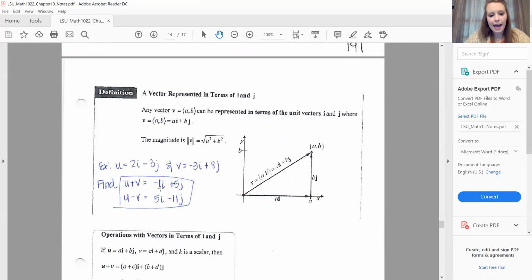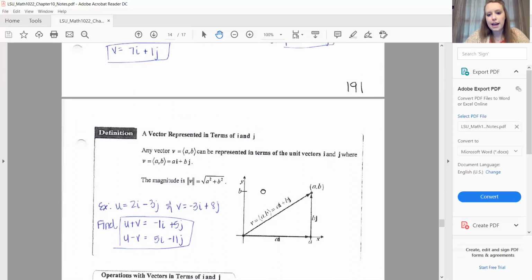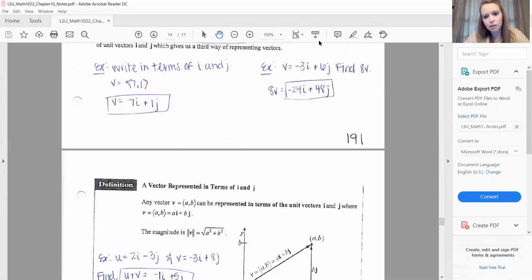So first we're going to add. So 2 plus -3 is -1. -3 plus 8 is 5. Then subtract: 2 minus a -3 becomes a plus, and 2 plus 3 is 5. -3 minus 8 is -11. So you just do the i's with the i's, the j's with the j's. But if it's multiplication, like this one up here, you multiply i and you multiply j by the k, whatever your scalar is.